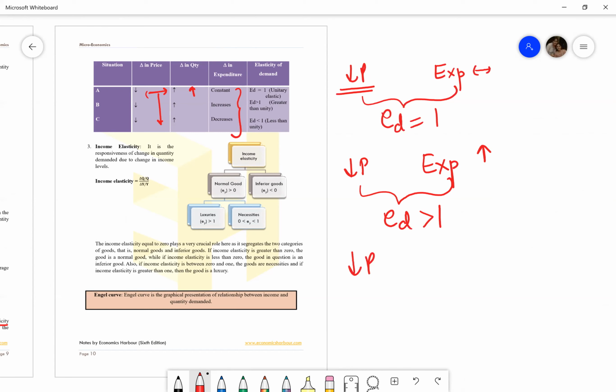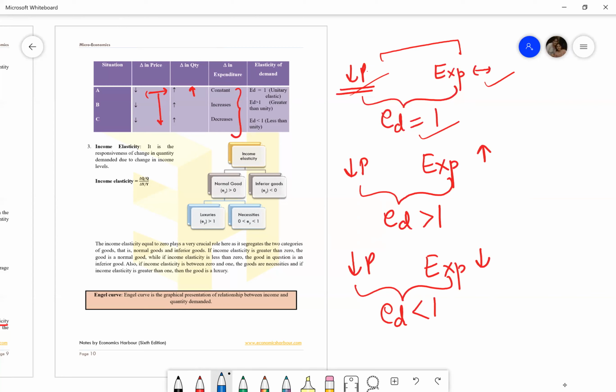And when there's a decrease in price, which leads to a decrease in expenditure, the elasticity of demand is less than 1. So when there is no relationship between price and expenditure, elasticity of demand is equal to 1. When there is an inverse relationship between price and expenditure, the elasticity of demand is greater than 1. When there is a direct relationship between price and expenditure, the elasticity of demand is less than 1. So these were the methods to calculate the price elasticity.